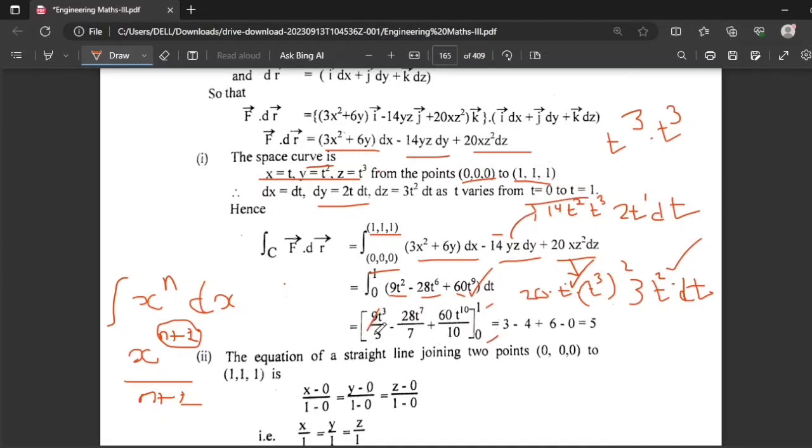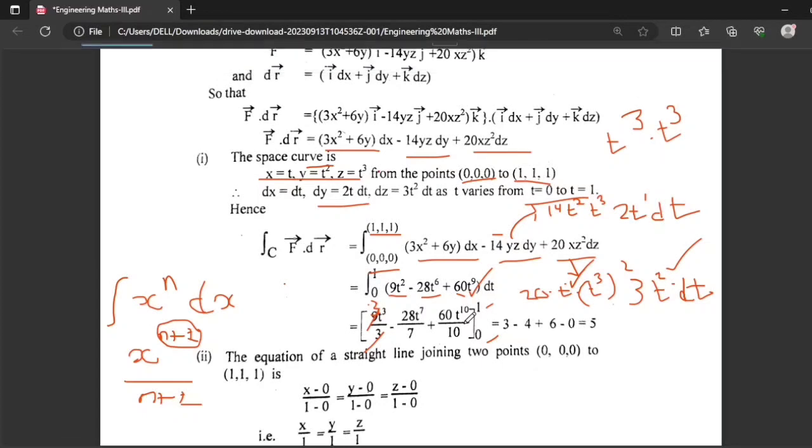So it is 9 by 3 is 3. 1 power cube is also 1, 1 power 7 is 1, 1 power 10 is also 1. So it is 3 minus 28 by 7 is 4. So 4, and 60 by 10 is 6, and plugging the lower limit, that is all 0. So it is 3 plus 6, 9, 9 minus 4 is 5.